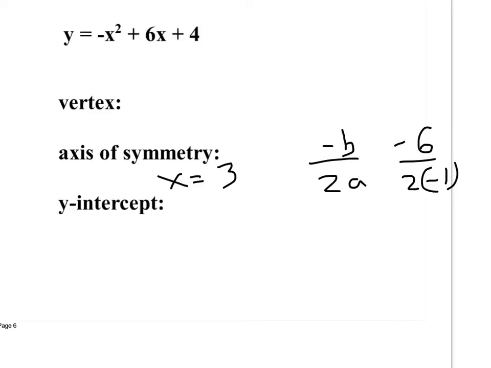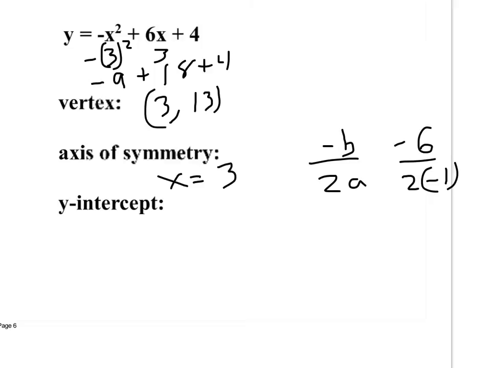So then to find the vertex, I use 3. I replace x with 3. When I do that, what is 3 squared? 9. So I have -9 plus, what's 3 times 6? 18. Plus 4. So what's -9 plus 18? 9. What's 9 plus 4? 13. So my vertex is at (3, 13).